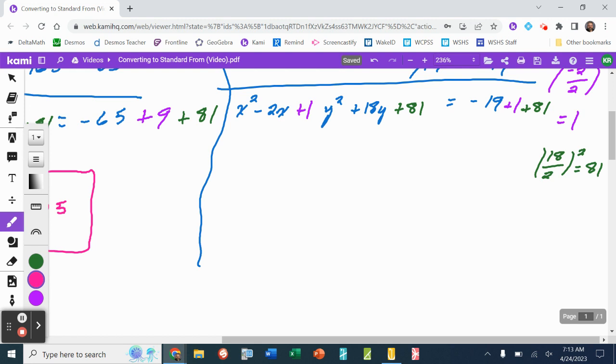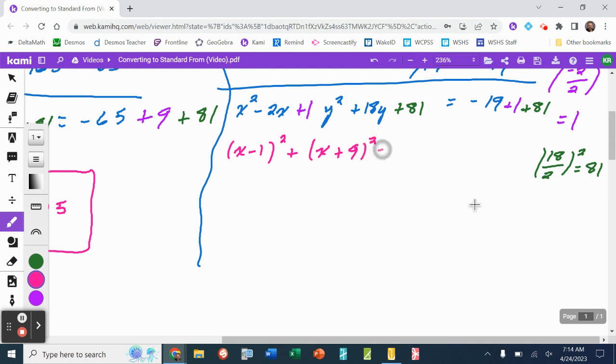And now I just need to factor twice. So I need two things that multiply to be +1, but will add up to be -2. Well, that's going to be -1 and -1, so this will be x minus 1 squared plus, and let's see, I need two things that multiply to be 81 but add up to be +18. Well, that's going to be +9 and +9, so we'll have y plus 9 squared.